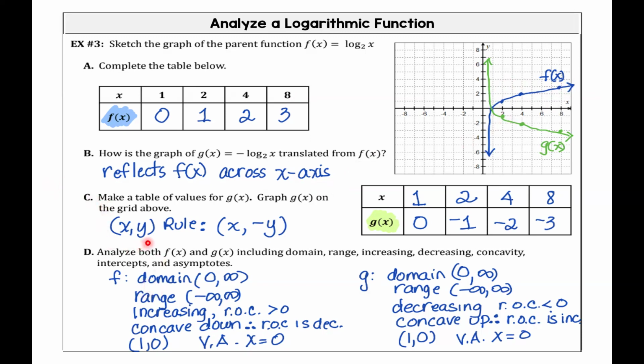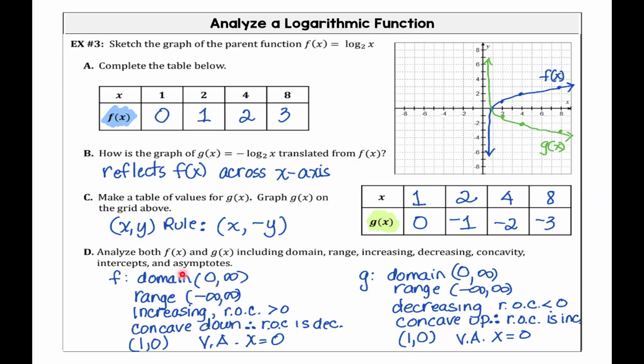And what's the rule that takes place? In order for it to reflect, my x's stay the same and my y's become their opposites. I multiply every y by -1. So when you look at the table here, 1, 2, 4, 8 was not touched. However, my y values became 0, -1, -2, and -3.